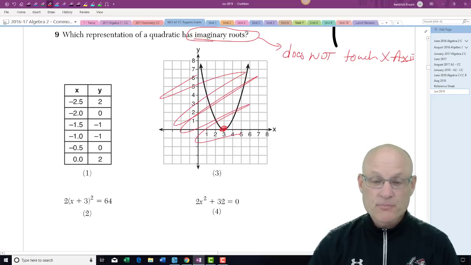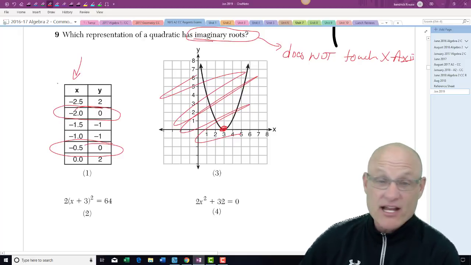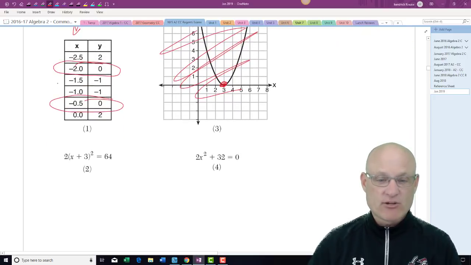Its roots are right there. For the table, I'm looking for 0 for y values. So here's a root and here's a root. So that has real roots. They're trying to trick you by not putting a 0 in the x column. It doesn't have a y-intercept, but it has 2 roots. So now it's down to one of these two.